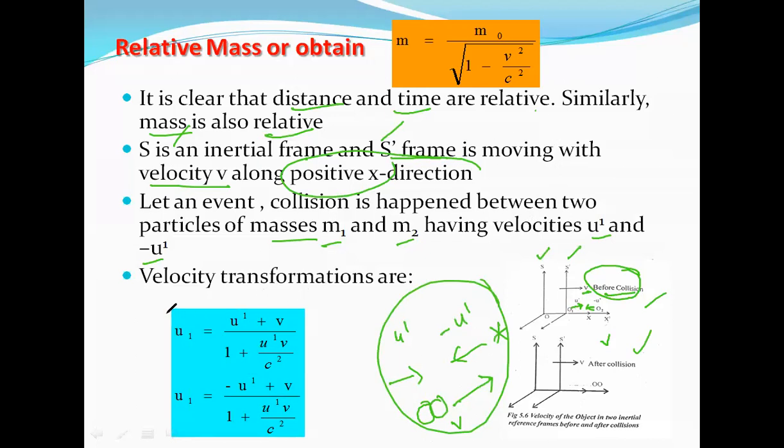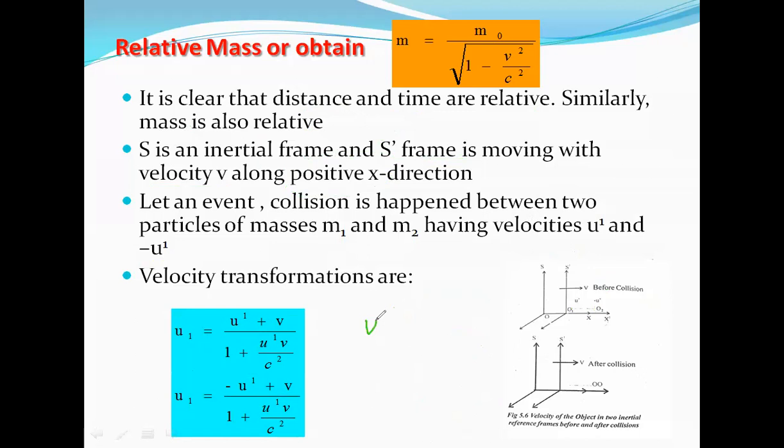According to velocity transformation, we just completed this problem. According to velocity transformation, what is that? We have done this just before it, right? u equals u prime plus v by 1 plus u prime v by c square, or u prime equals u minus v by 1 minus u prime v by c square. Do you understand how we got this equation? This is the inverse, this is the normal. You guys understand? Yes, sir.